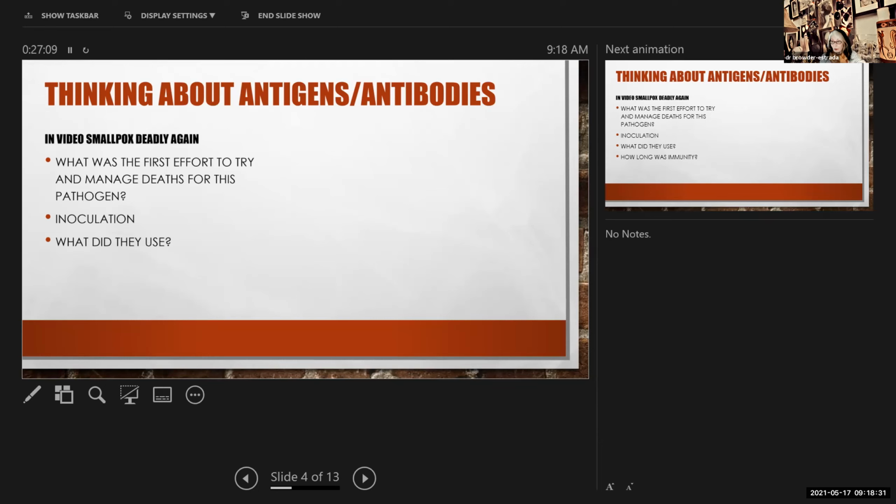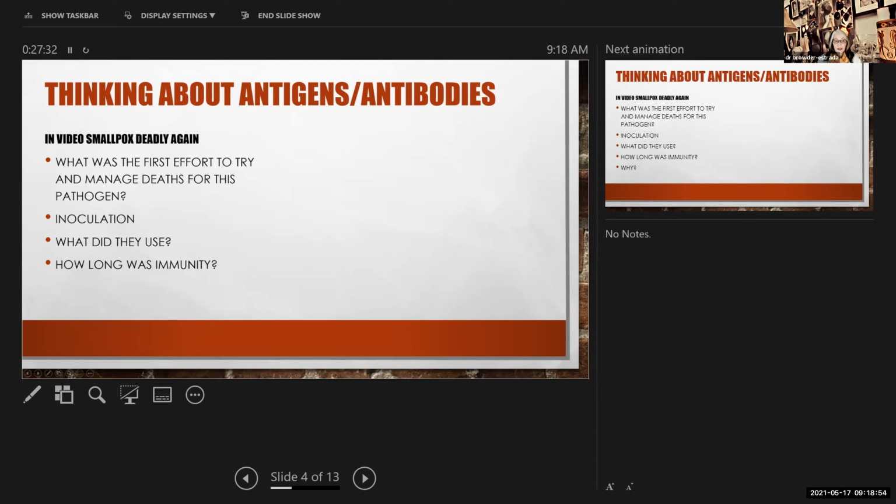They did not put it in your blood. They did not put it in your mouth. You didn't swallow it. They put it on your skin. And when they did that, they did get some deaths, but they didn't get the 30% deaths that they would have gotten. So this is what inoculation or variolation was initially. It worked.